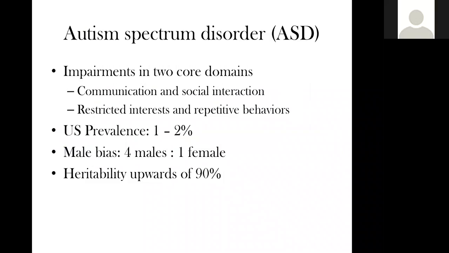So first off, most of this paper deals with autism spectrum disorders, or ASD. And just so we're all on the same page, ASD is defined in the DSM-5 by impairments in two core domains: communication and social interaction, and restricted interests and repetitive behaviors. It has a prevalence in the US of about 1 to 2%. Worldwide, it's about 1%.